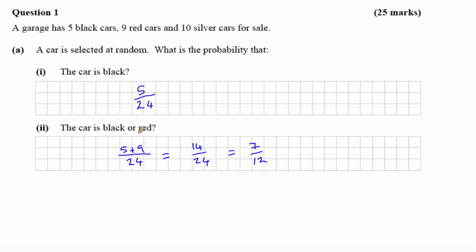Okay, the important thing there is in probability we link the word or with a plus sign. So black or red is 5 plus 9. Okay, so the word or is linked with plus.